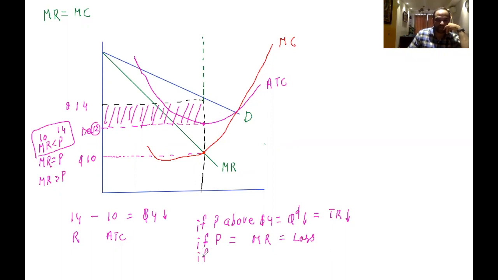If price is less than MR, still we have a loss. So we can only maximize profit in this area. We can maximize profit here. All right, so this is your profit area. You can't go below this one. You can just stay in this area, which is the area for your monopolistic firm.